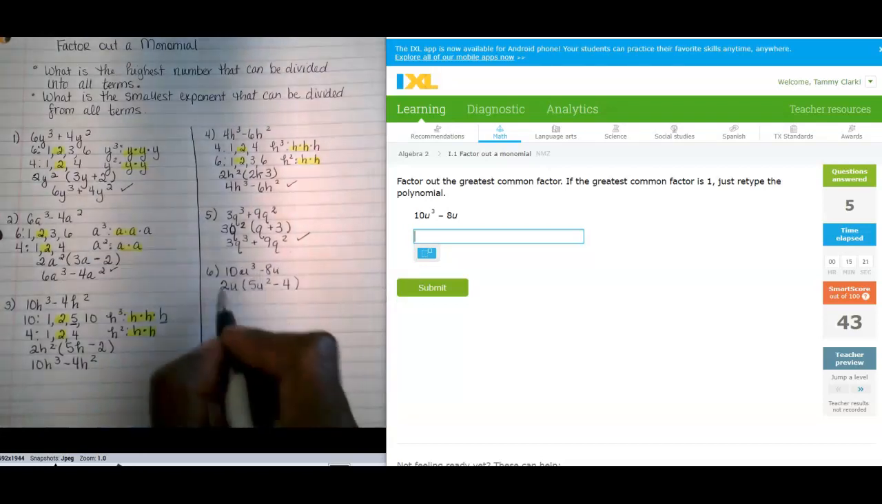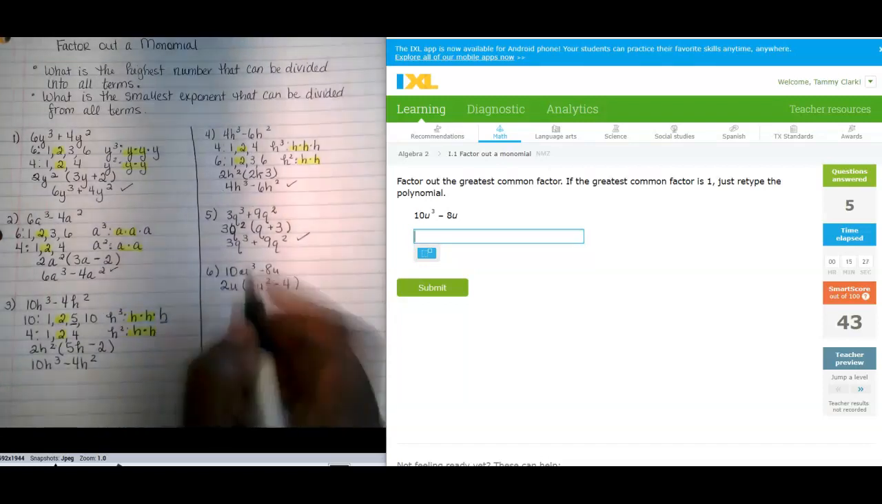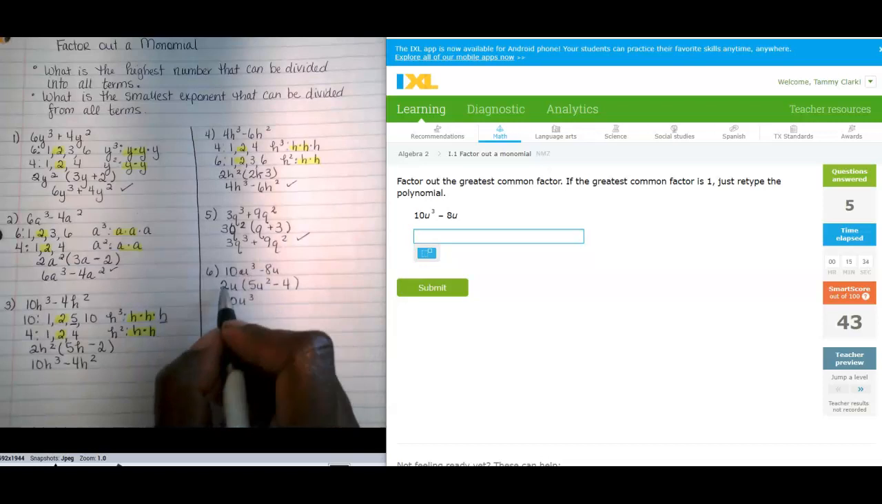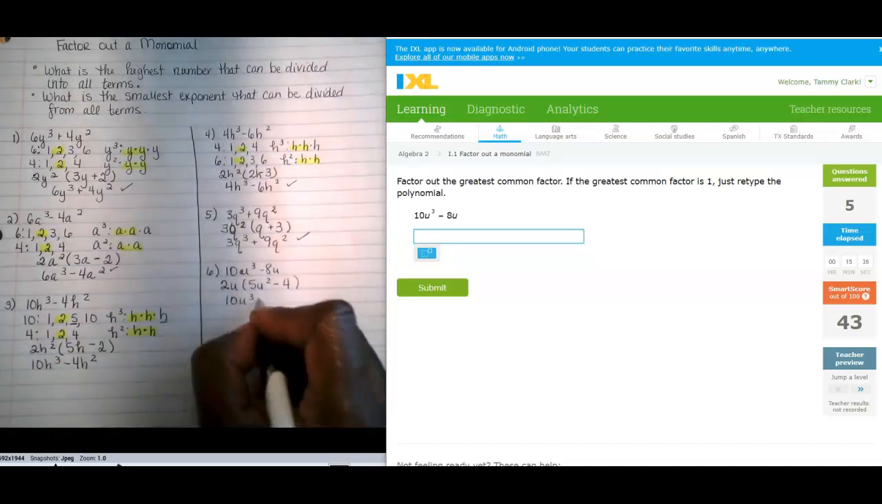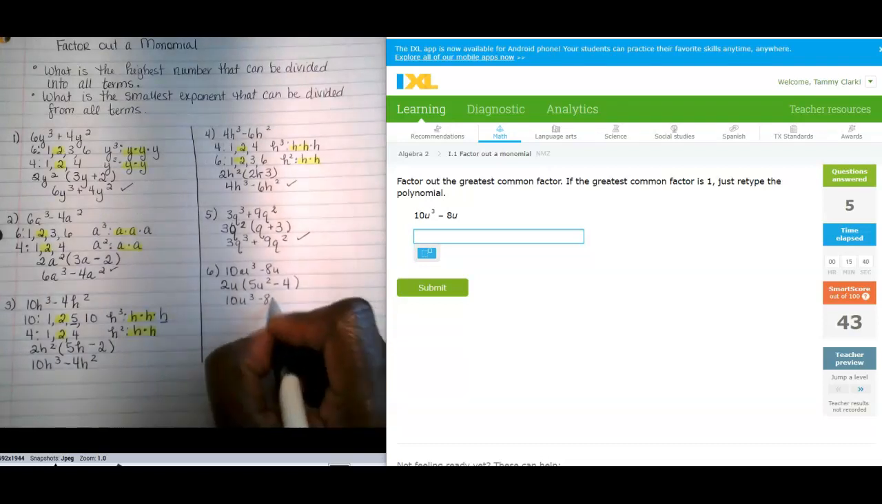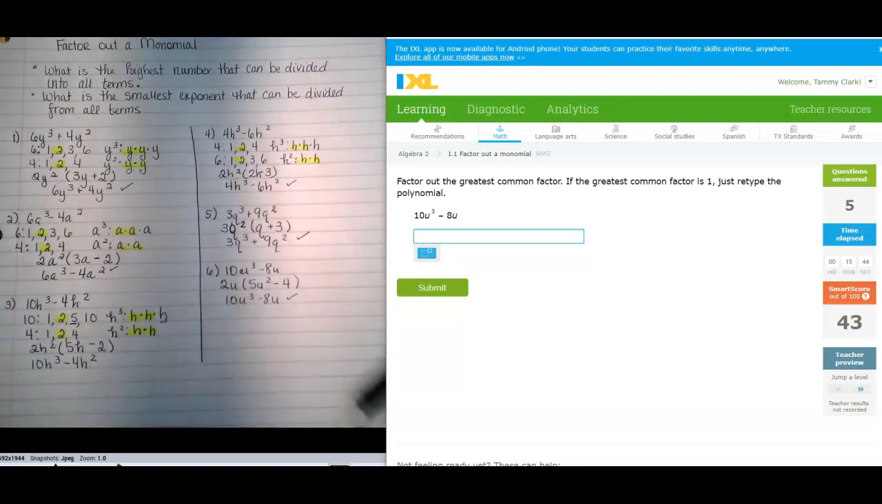Let's check it. 2u multiplied by 5u squared. 2 times 5 is 10. U times u squared is u cubed. 2 times negative 4 is negative 8. Therefore, 2u times negative 4 would be negative 8u. Is that what we started with? Yes. So we're finished with that one.